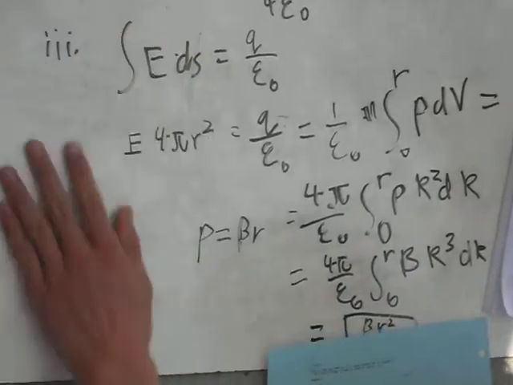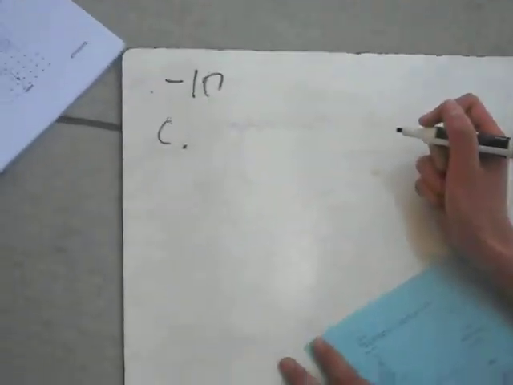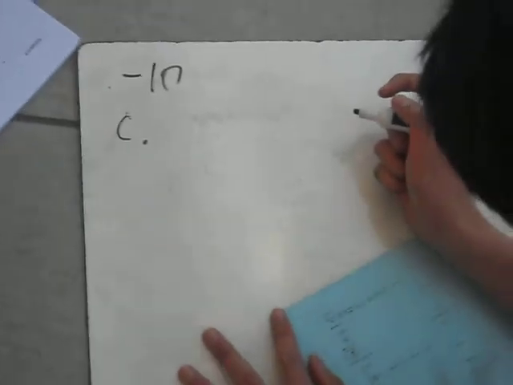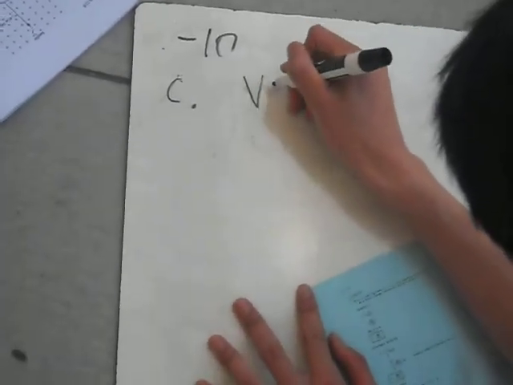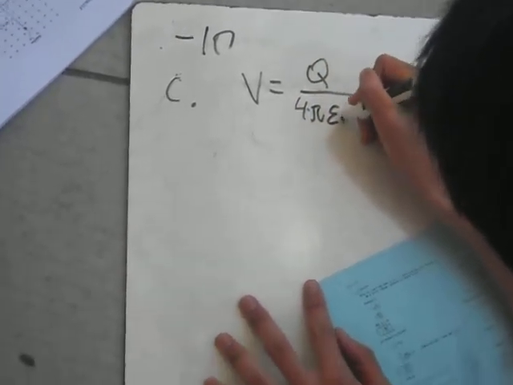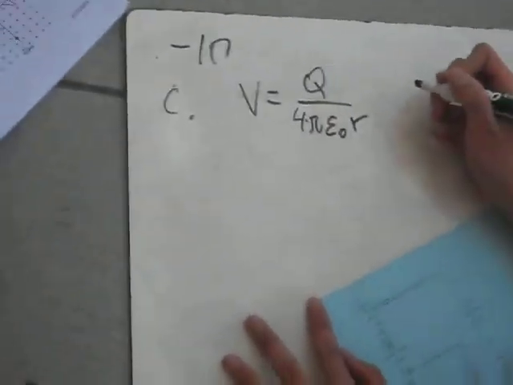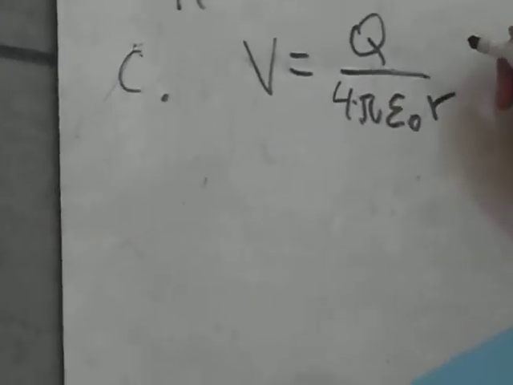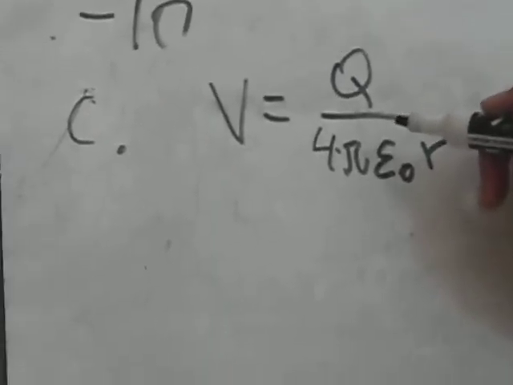Alright, for the next part, you're asked to find the electric potential. The electric potential when R is equal to A is V is equal to Q over 4 pi epsilon naught R, because that's just the basic equation. It can be modeled as a point charge because it's outside of the sphere.